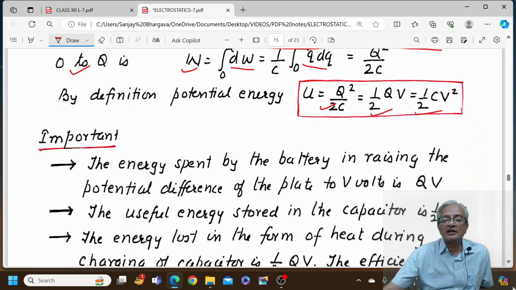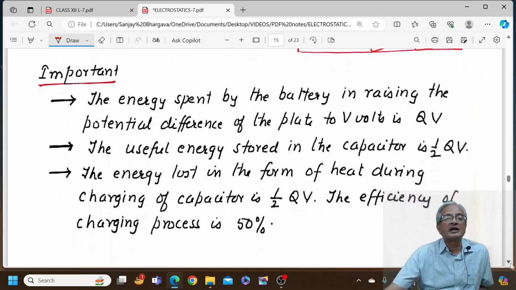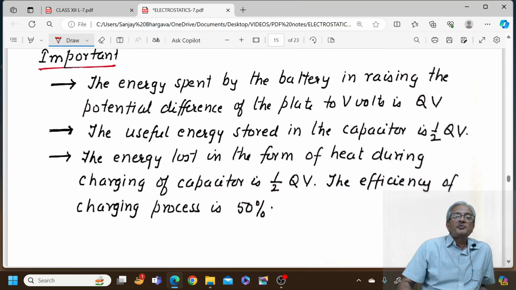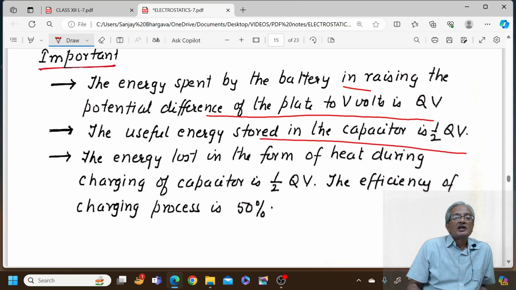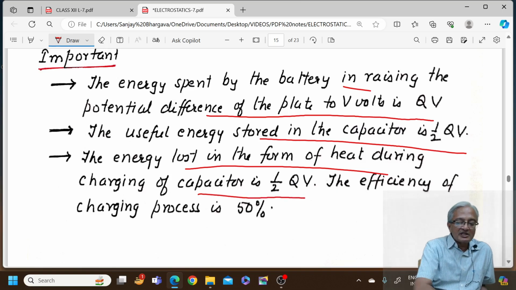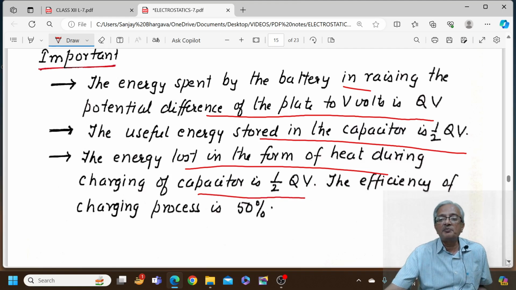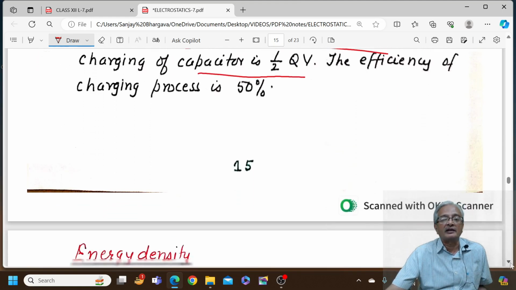Now let us see certain important points from these relations. The energy spent by the battery in raising the potential difference of the plate to V volts is Q into V. But the useful energy stored in the capacitor is half QV. So energy lost in the form of heat during the charging of the capacitor is half QV. So what is the efficiency of the charging process? It is simply equal to 50%.